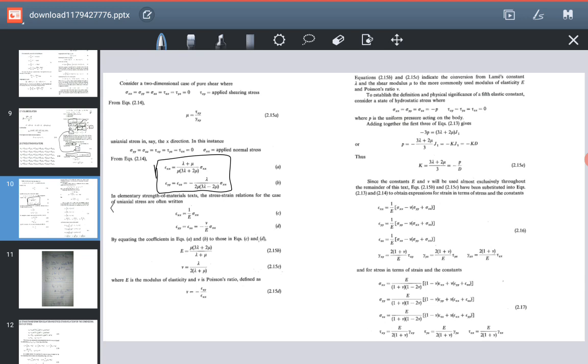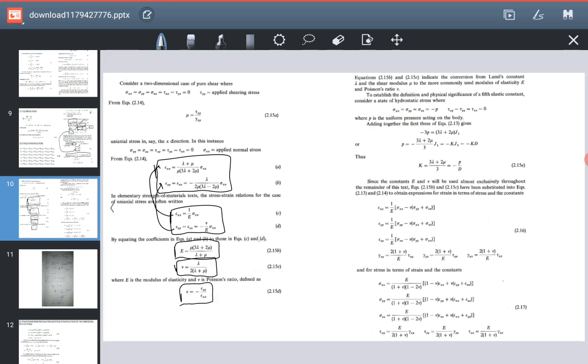Now what I have done is that we actually know this from our knowledge, and I am simply going to equate this with this one and this with this one, and I will get this result. And the Poisson ratio is also equal to this.